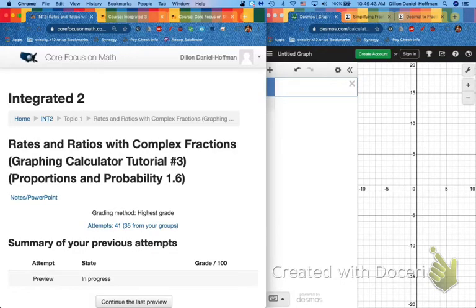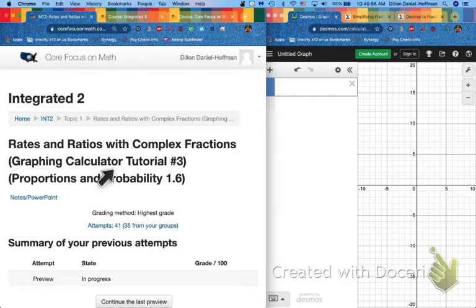Rates and ratios with complex fractions, the third assignment in what is normally a tutorial unit for learning how to use our TI-84 Plus bright yellow or decorated colorful TI-84 Plus graphing calculators. Since we are away from them, we are going to use Desmos still for this, and I am so pumped. I was lost and confused in some of the other assignments I've done in these videos on how to get Desmos to output fractions.